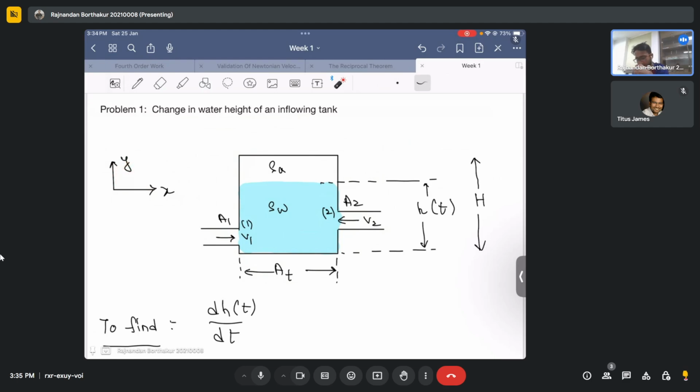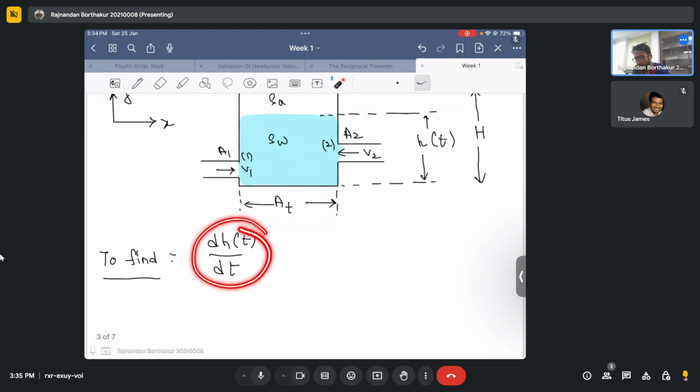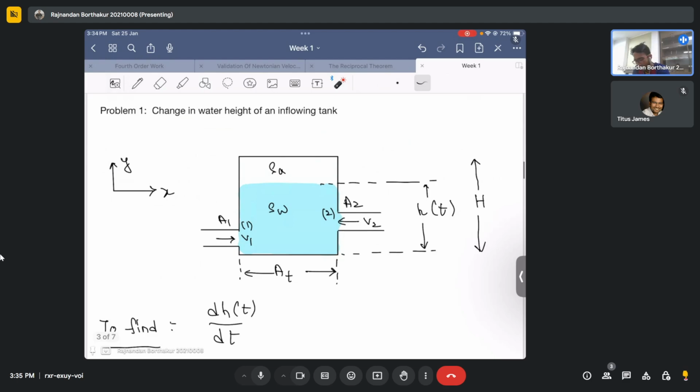So having said that, what they're asking is the rate at which this water height, denoted by h, will change with time. Mathematically, they are just asking what is dh by dt, because you can appreciate that since the water is just flowing in, the height of the water level of this tank, denoted by h, will change with time, meaning that this is not a steady problem that we are discussing.